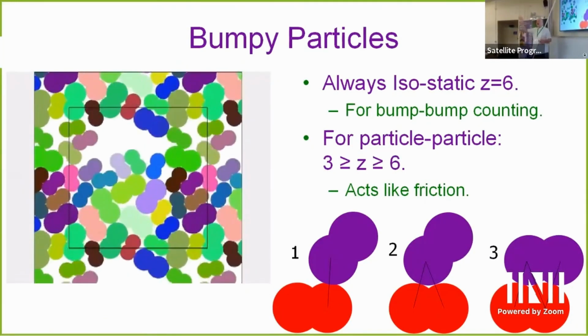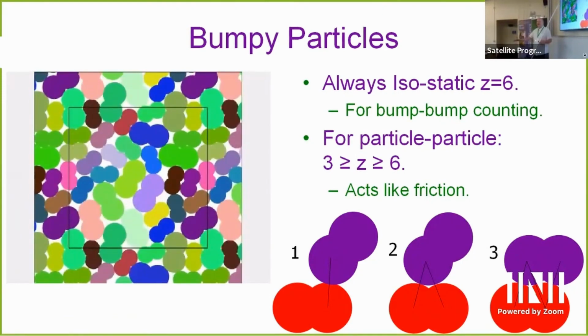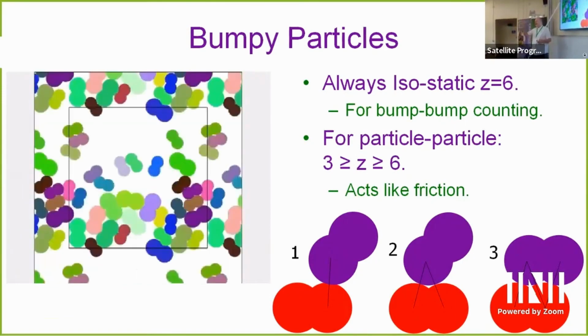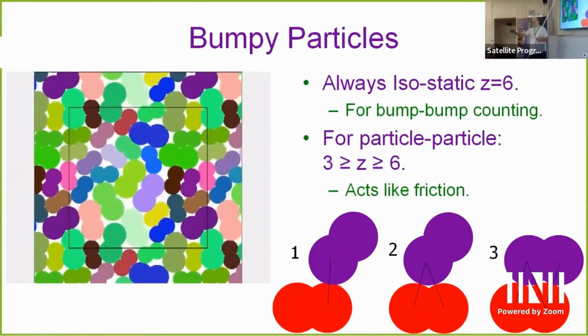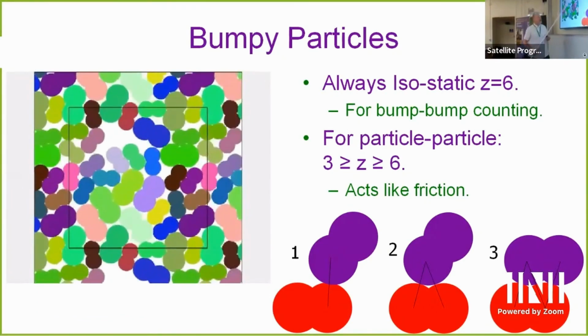Student comes in, "I got 5." I'm like, no, you didn't. You got 6. Figure it out. Come back. "No, I got 7." No, you got 6. So eventually, it all goes to 6. We all get 6 when we do bump counting.